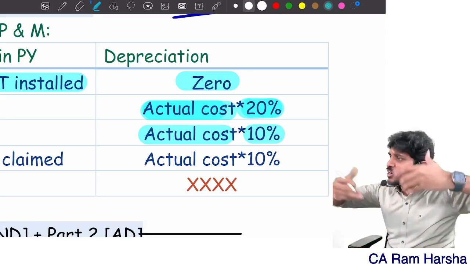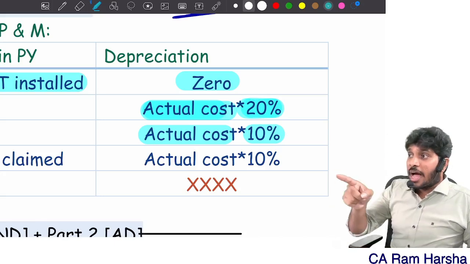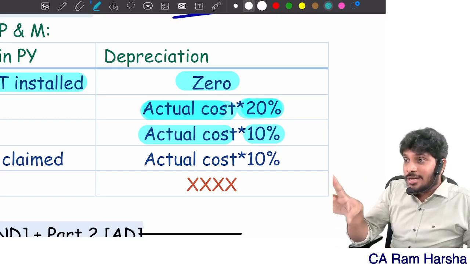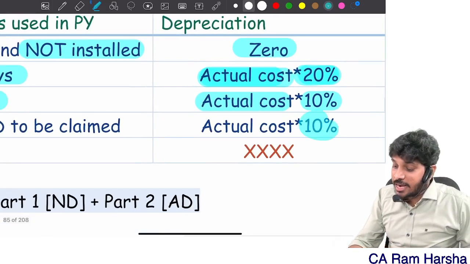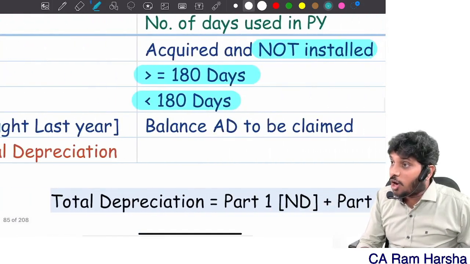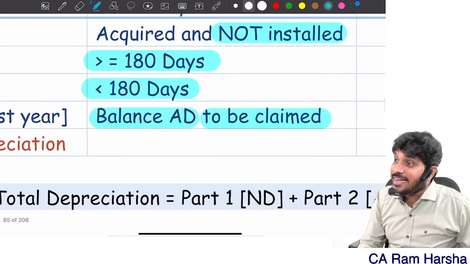But the benefit of giving additional depreciation is what? To promote you for manufacturing, no? Now I am indirectly punishing you by giving 10% for using less than 180. So what is the department doing? Balance 10% of actual cost, you claim in the next year. You claim the balance additional depreciation in the next year.